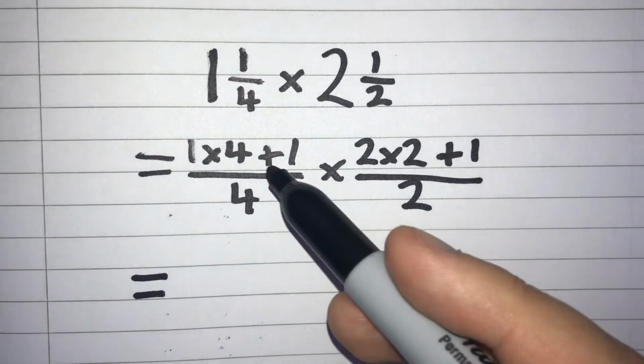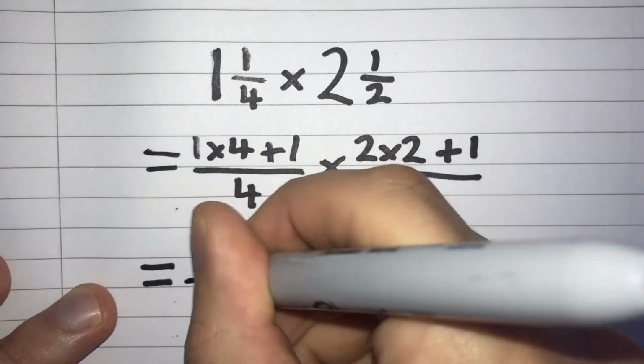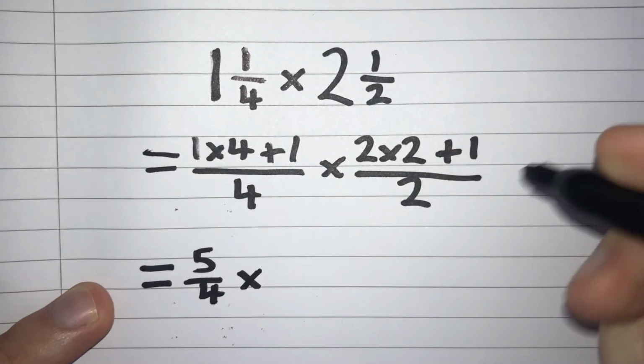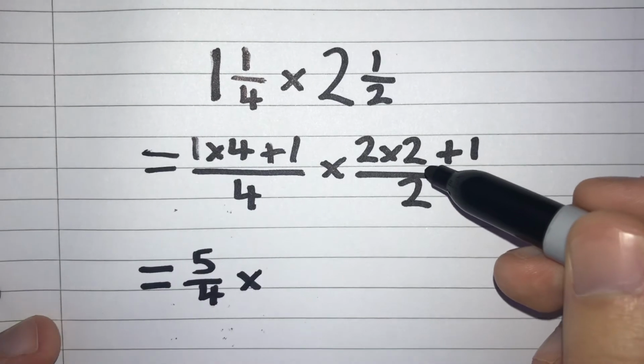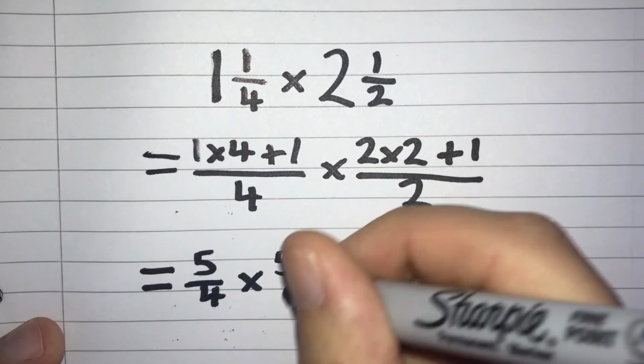Well, 1 multiplied by 4 is just going to give us 4, and we add 1, so that's going to become 5 over 4. And this one here, 2 multiplied by 2 gives us 4. Add 1, we're going to get 5 again, this time over 2.